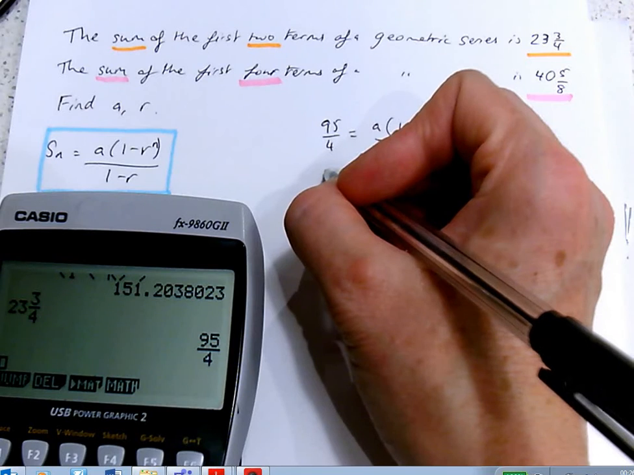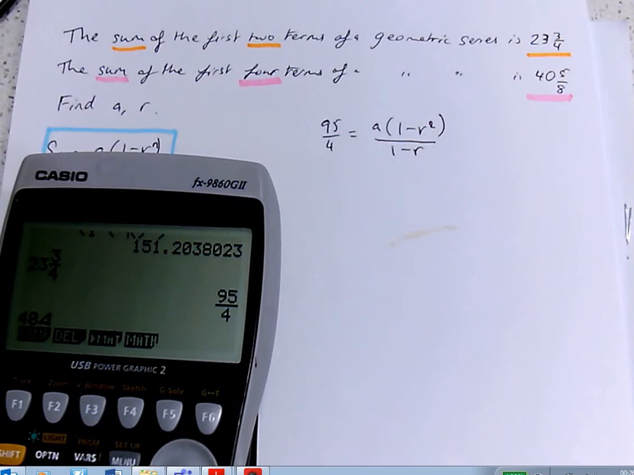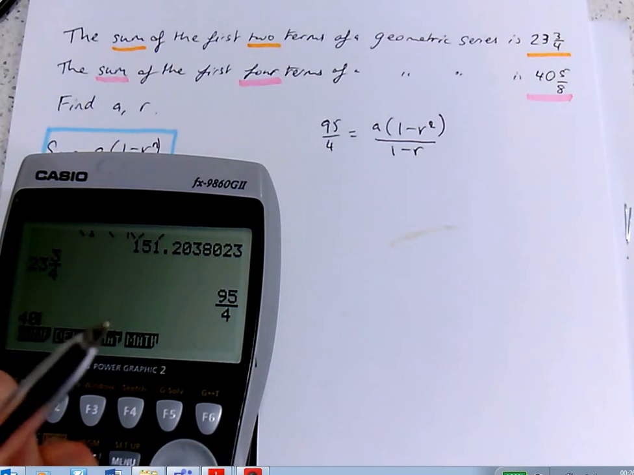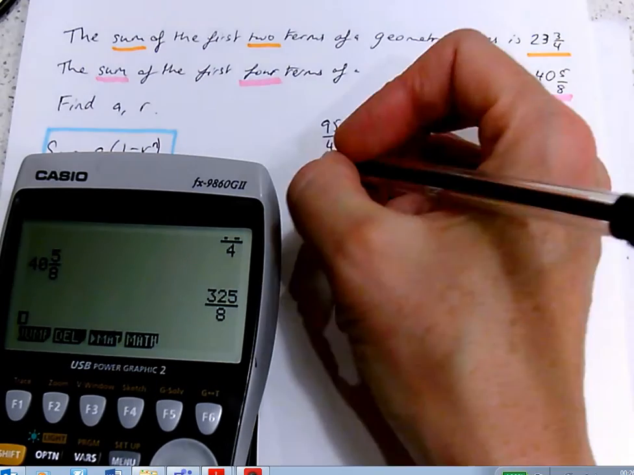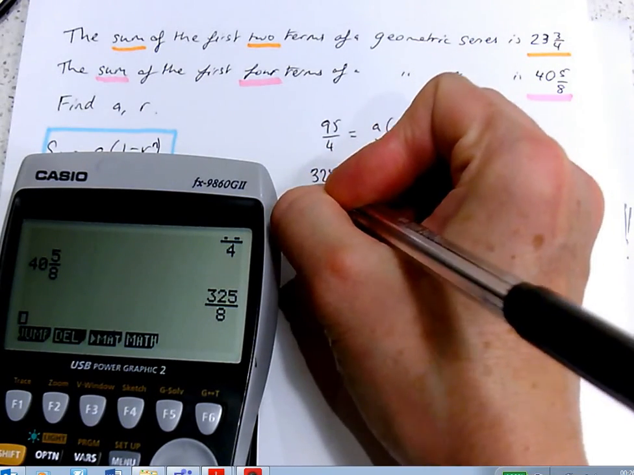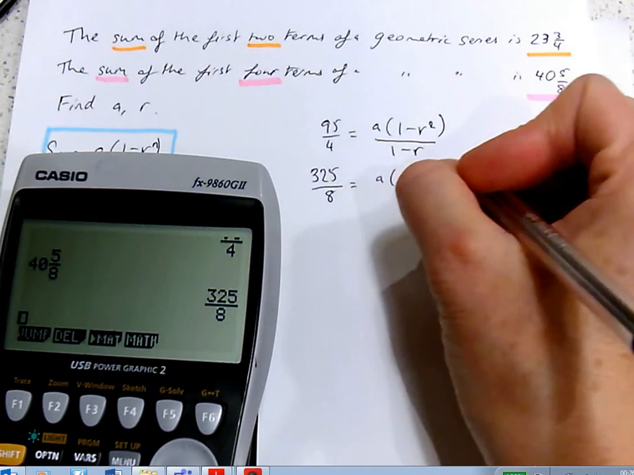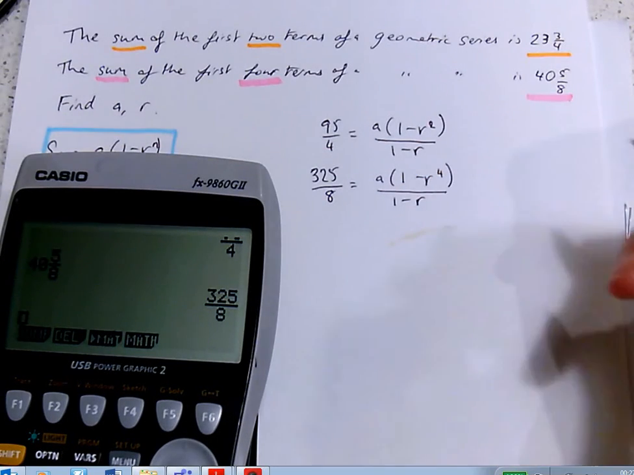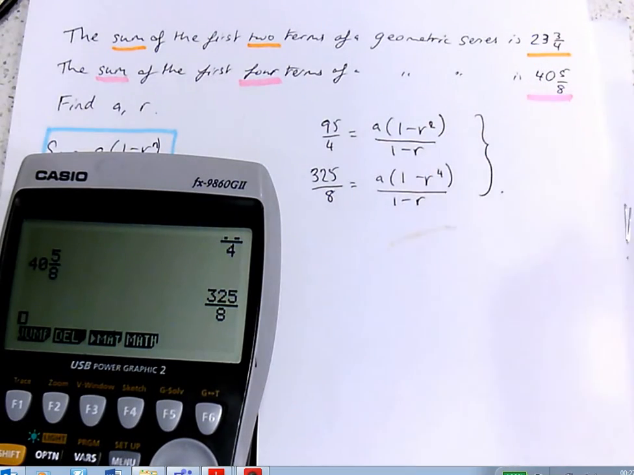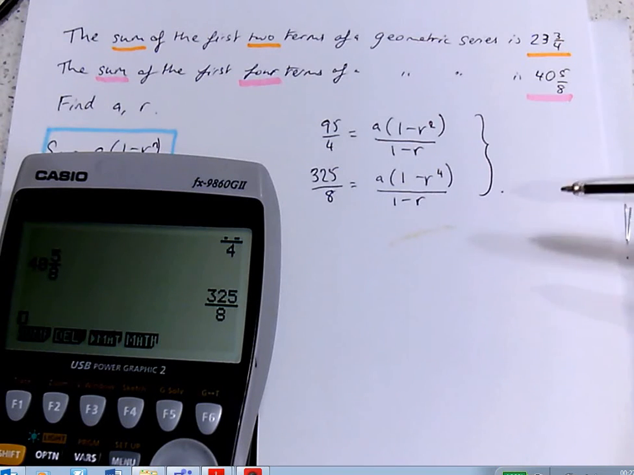And then for the second bit of information, 40 5/8 is the same as 325/8. So that will be a(1 - r^4)/(1 - r). Right, so we have some simultaneous equations here. We have two unknowns and two equations, so we know we can solve it.